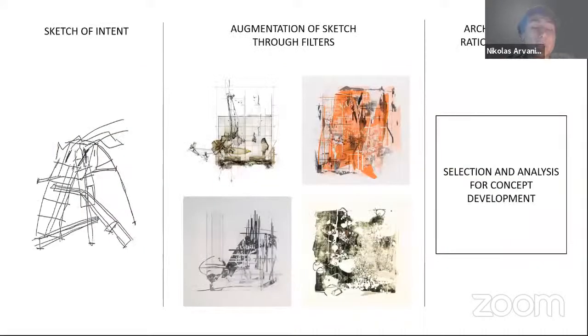But eventually I tried to change the way I was thinking about it. Instead of just taking that initial sketch and running it through the combination of it, I tried to split the individual types of schematic sketches to run different filters on it. So maybe I can run an initial sketch, have four networks trained to output four different results that could be lined up side by side and compared. And then from there, it would be a selection process with the analysis for the concept development.